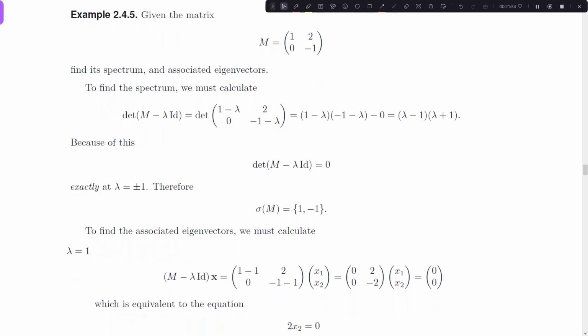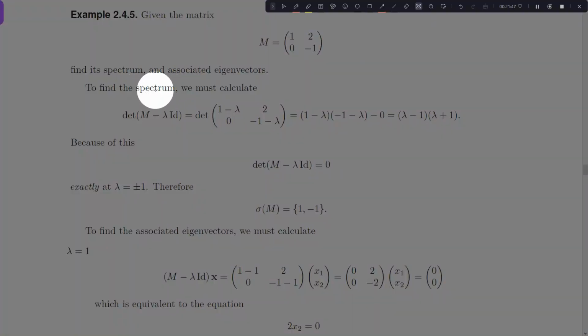So given a matrix, this is the one that I was looking at earlier, can I find the spectrum and the associated eigenvectors? Well, let's work it through. The first thing I need to do to find the spectrum, recall spectrum means collection of eigenvalues, is calculate the determinant of M minus lambda Id. This is going to be a polynomial in lambda. I do that by subtracting lambda Id from M, and I recover that matrix.